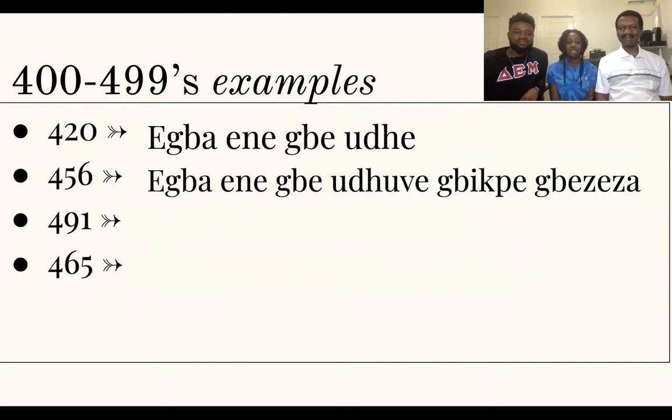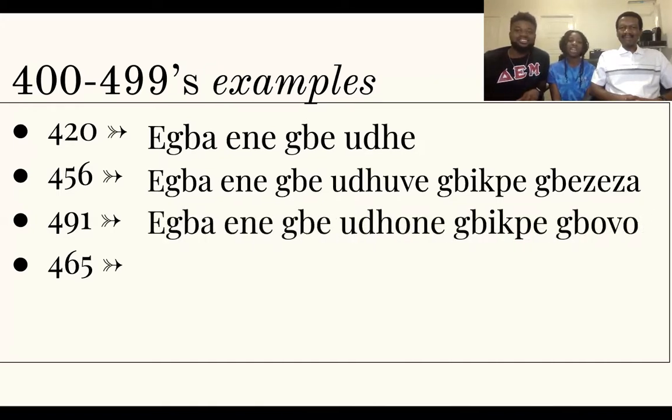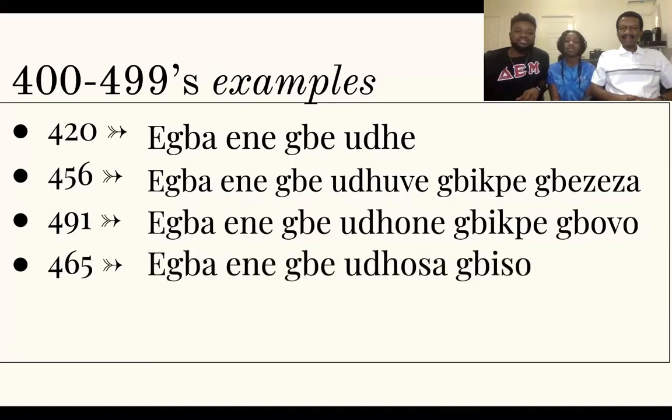And for the last two, once again, we're going to let you guys have an opportunity to try and guess what these are. So you can pause the video now and come back to us when you're done. All right, so hoping that you guys have paused the video. We will now tell you that 491 is Egba Ene Be Udone Bite Bovo, and 465 is Egba Ene Be Udosa Biso. Let's see what you can repeat.